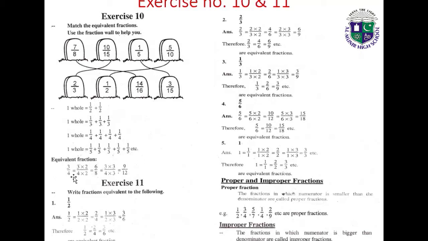Equivalent fraction: 3 over 4 equals 3 multiplied by 2 over 4 multiplied by 2. 3 twos are 6, 4 twos are 8. 3 multiplied by 3, 4 multiplied by 3. 3 threes are 9, 4 threes are 12.